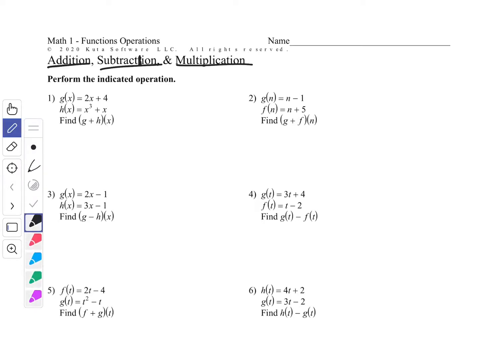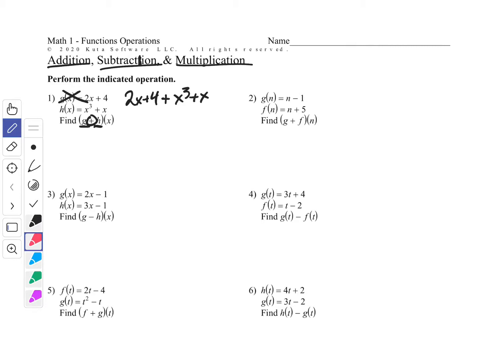So first thing we're going to do is actually write that down. So g is first, so I'm going to write 2x plus 4. I don't write the g of x or equals because we're creating a new function, okay? Then the h of x, which is x cubed plus x, and then we're adding them, so I'm going to add them together. So now what I look for is like terms, okay?